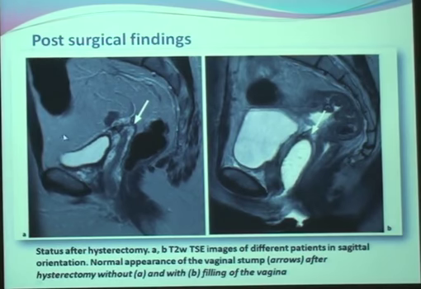As we can see here, this is a patient who had a total hysterectomy, sagittal T2 weighted image. We can see here the vaginal stump, and this is after vaginal opacification. You can clearly see that there is no remnant tumor, there is no recurrence.